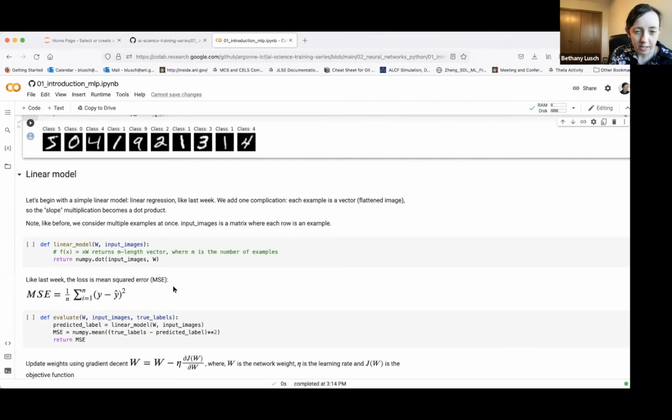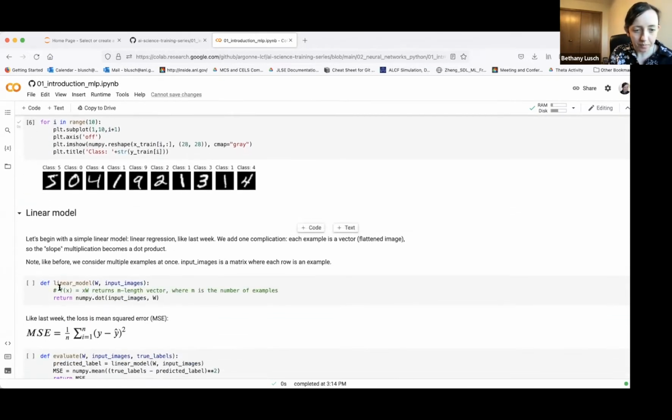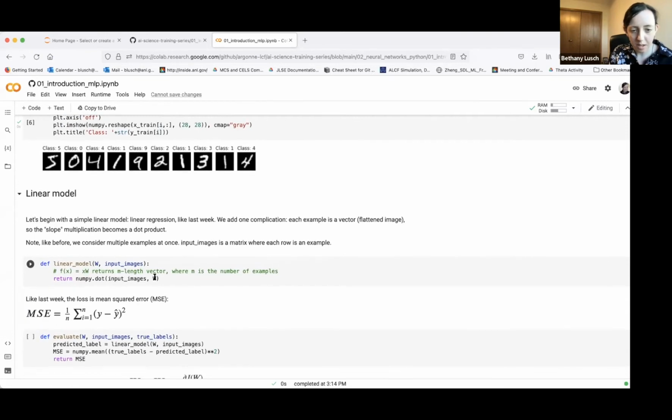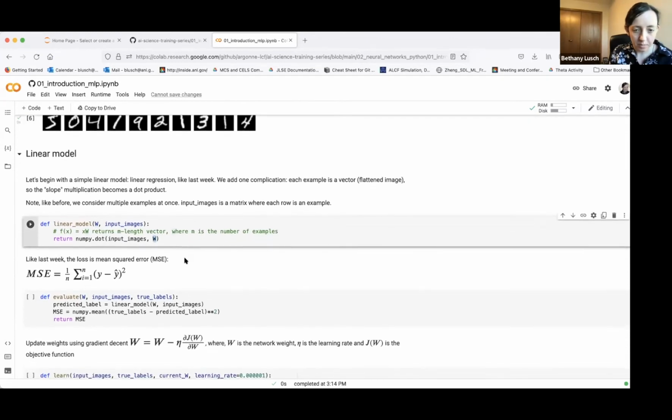Now, last week, Taylor talked about linear regression. And in that case, the input was just a scalar, like just a 1D input, 1D output. This time, we're going to start with linear regression again and move up to nonlinear. But this time, the linear regression is on a higher dimensional input because each input is a whole image. And that was a vector of size 784. So instead of multiplying by just a slope, we're multiplying by a whole matrix, W.